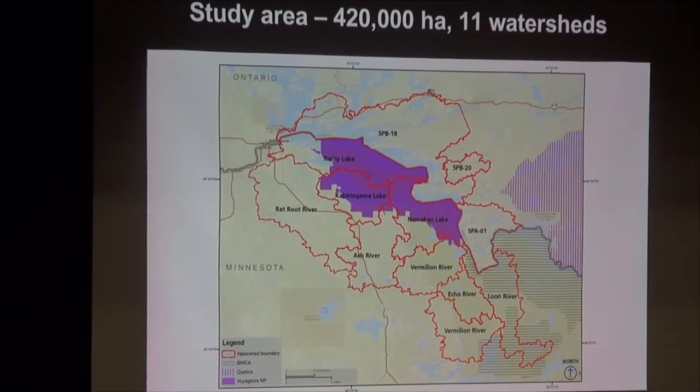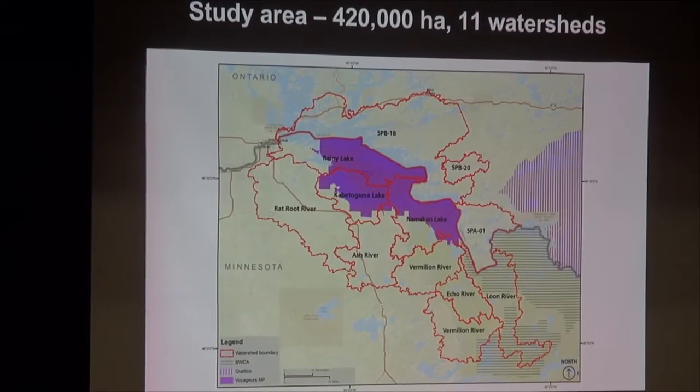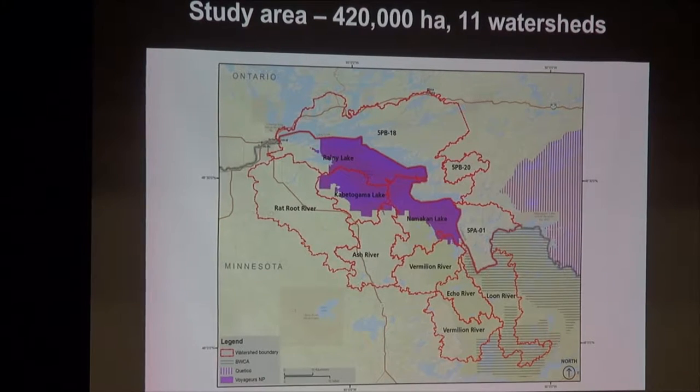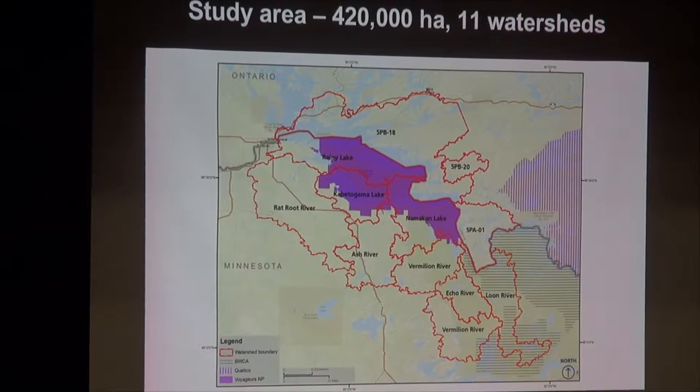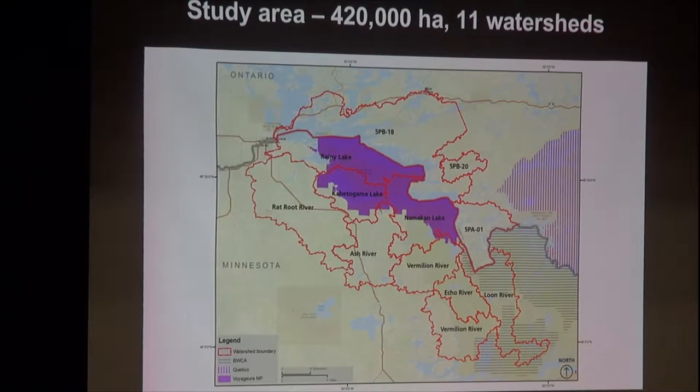Our study area included 420,000 hectares, which is 11 watersheds in Canada and Minnesota. Voyageurs National Park is the purple area right in the center, and those stars are where we are today.